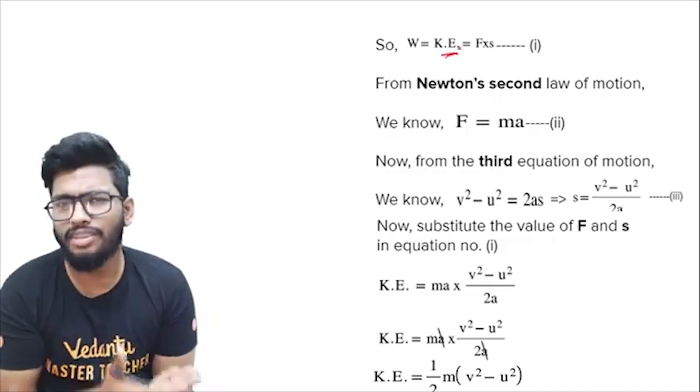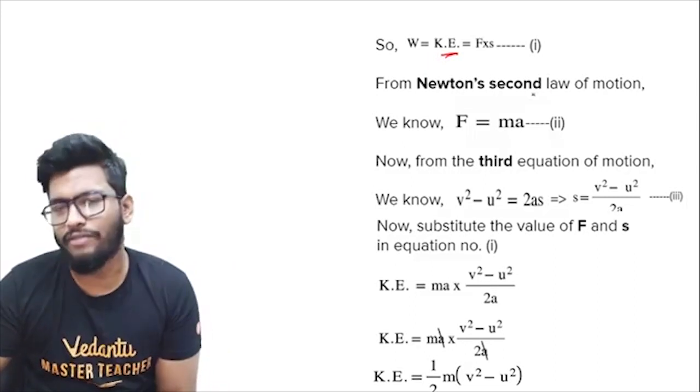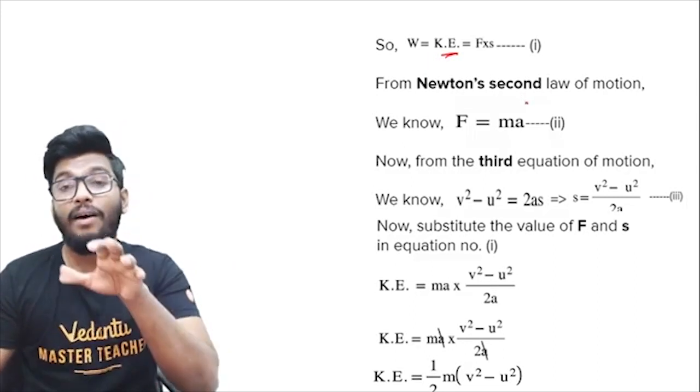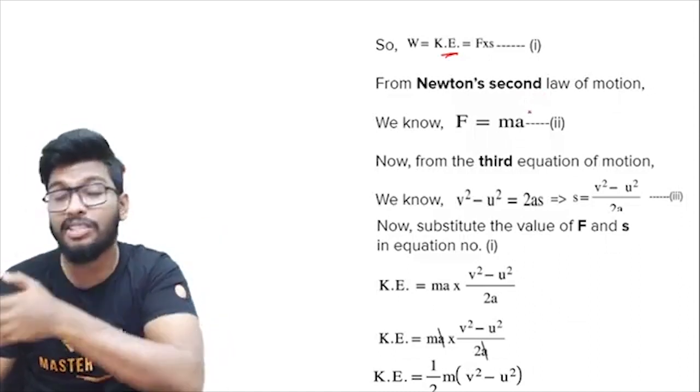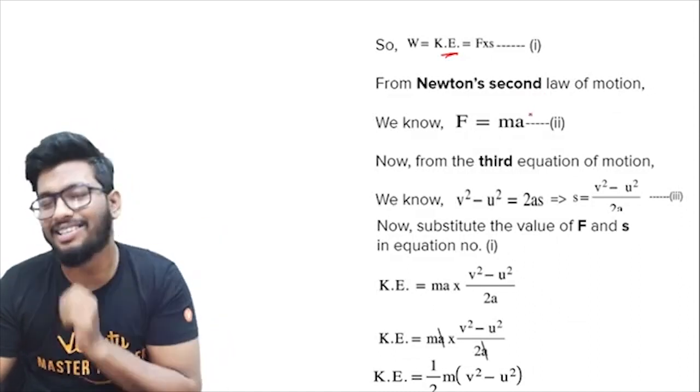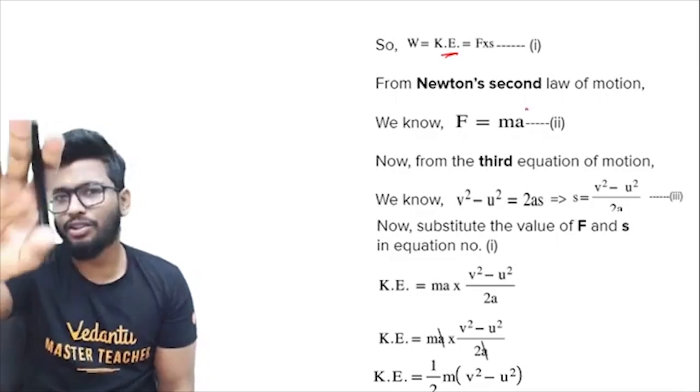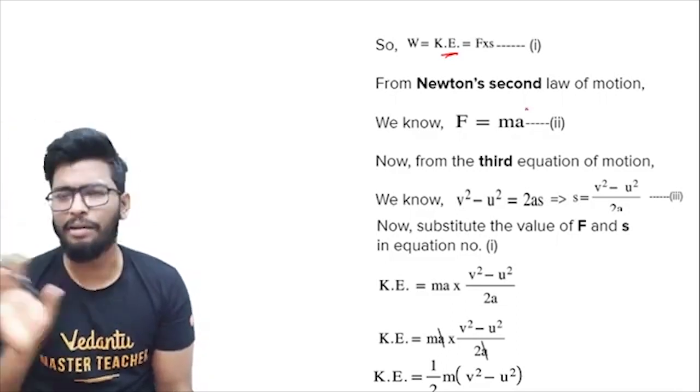And what is the formula for work done? Work done is force into displacement. So F into S is what you can get. Now, according to Newton's second law of motion, we know that force is mass times acceleration. So m into a. So I'm going to substitute that over there. In place of F, I'm going to substitute m into a.